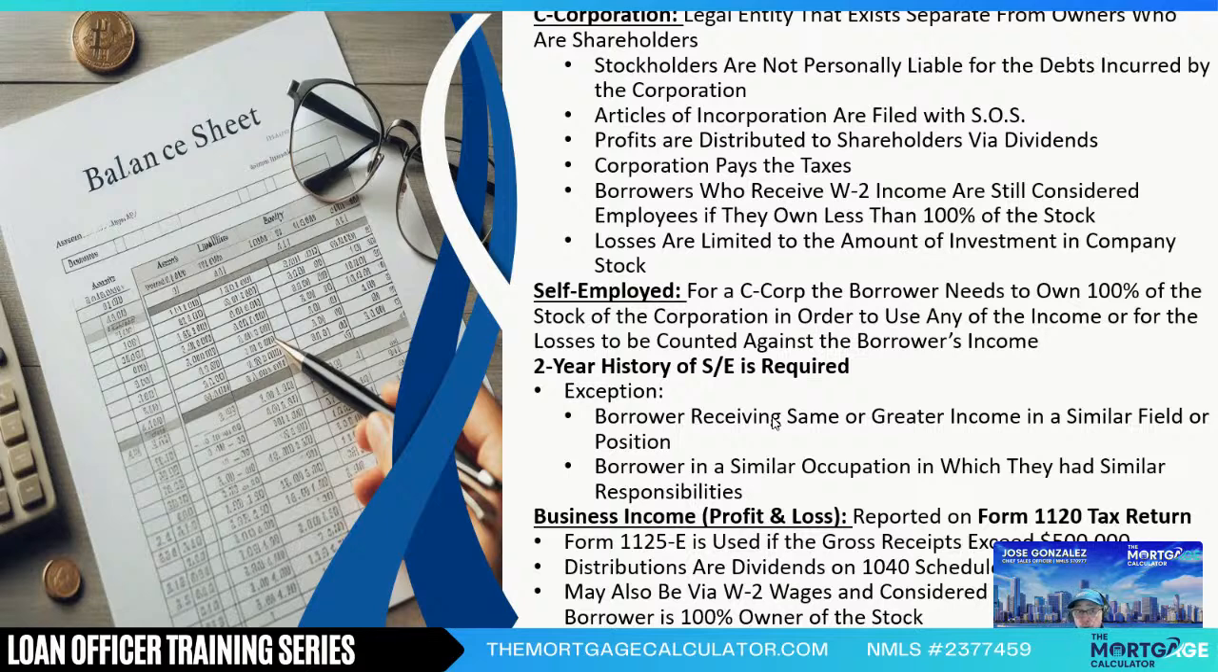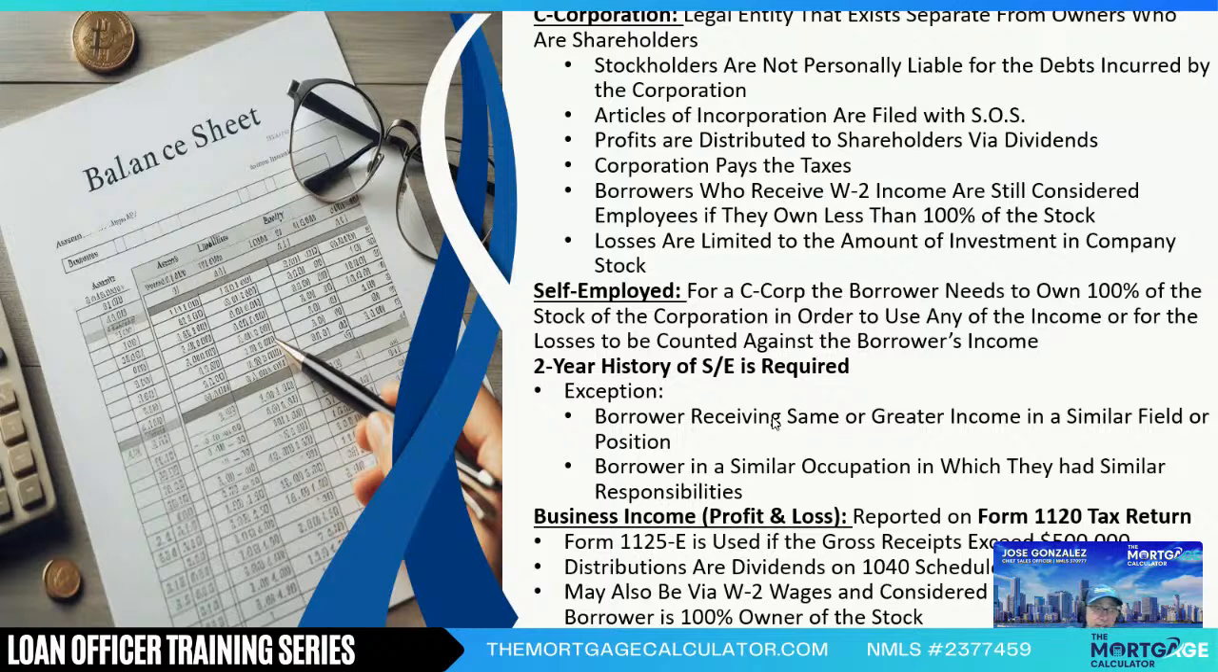Now, there are 2 ways that the borrower is going to get income from that corporation. One way is through dividend distribution, and the other one is through actual W-2 wages. Please note that they're considered W-2 wages for an employee if they own less than 100% of the stock of the corporation, and they're considered a distribution if the borrower is a 100% owner of the stock. Now here we're talking about the W-2 wages, not dividends distribution, but actual W-2 wages, which is just another way to get the money into the borrower's hands.